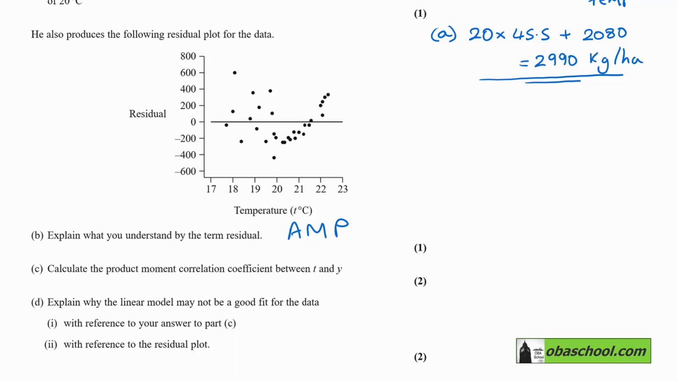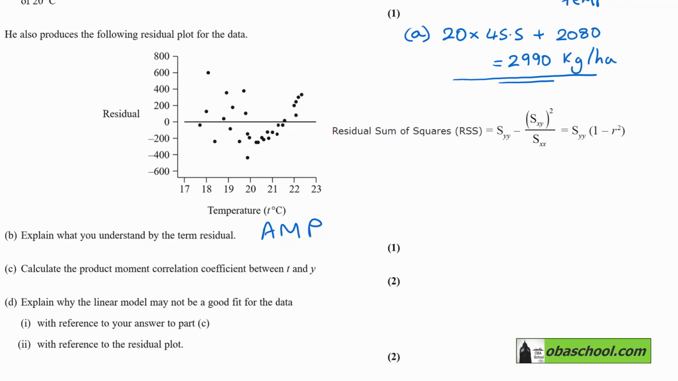Then in part C, we want to calculate the product moment correlation coefficient between T and Y. Now, delving into the formula booklet, I found this formula that should help. We've got the residual sum of squares here. And if we ignore the middle bit, because we don't actually know SXY, we do know this because the R is the correlation coefficient that we're trying to find. So it's just a case of substituting in values given in the question.